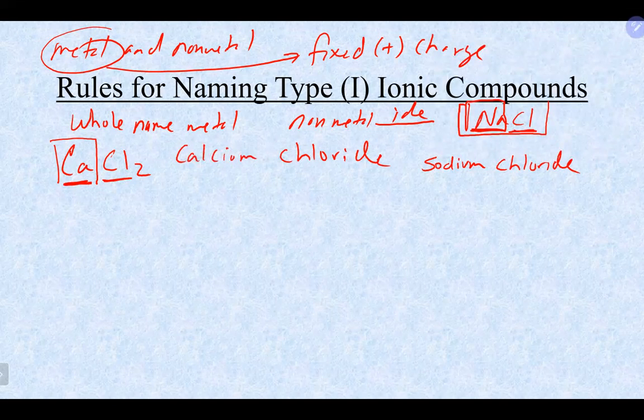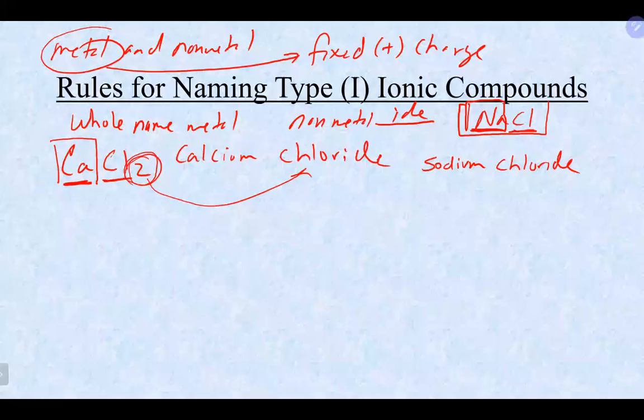Now, when we look at this, the 2 has no effect on the name. So there should be no prefixes. This is not dichloride or anything like that. It has no effect on the name. So this is just calcium chloride.